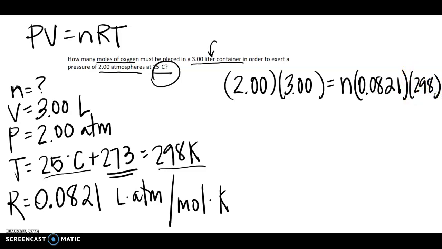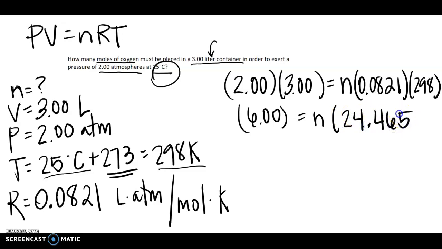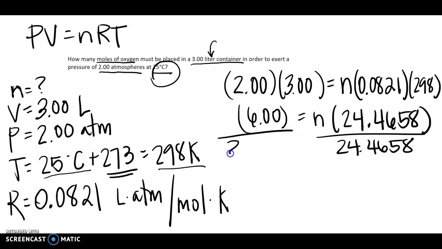So when we do this, we have on the left 6.00 equals N times 0.0821 times 298. So that is 24.4658. A good rule of thumb is don't reduce or simplify or round until the very, very end. So from here to get N by itself, I'm going to divide by 24.4658. What I do to one side, I must do to the other.